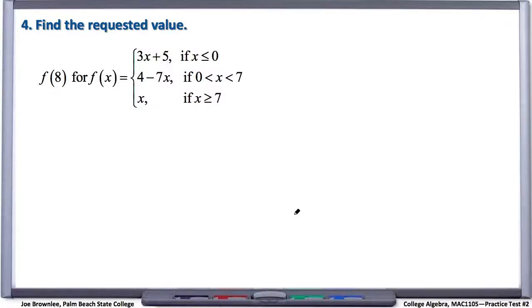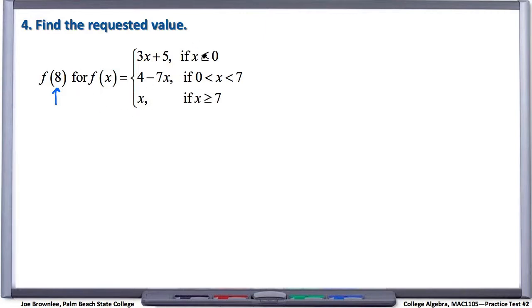All right, question number 4, find the requested value. Again, we've been given a piecewise function here, and we're asked to find the value of our function when x is 8. So find f of 8 for f of x equals 3x plus 5 if x is less than or equal to 0, f of x equals 4 minus 7x if 0 is less than x less than 7, so that means the x value has to be between 0 and 7, and then f of x equals x if x is greater than or equal to 7.